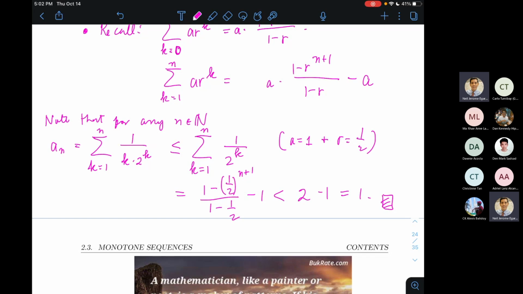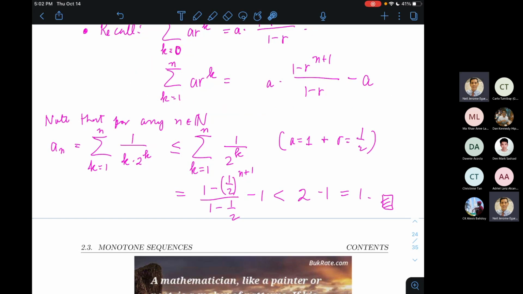Nagko-converge lang siya sa isang number. Hindi natin alam kung saan. Alright? Is that clear? Medyo nalito ako dun sa inequality, saka dun sa formulas. Kaya I hate memorizing formulas kasi mahina ako sa uluhan. So, mas okay kung dinerive natin tong summation na to. Pero yeah.